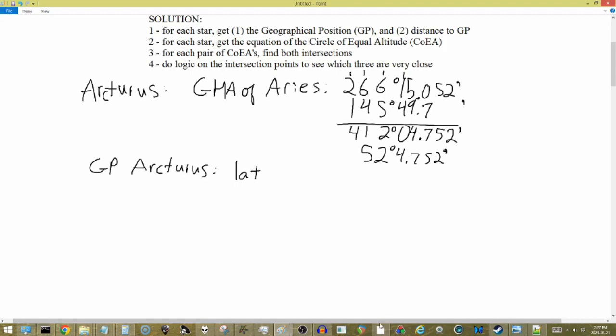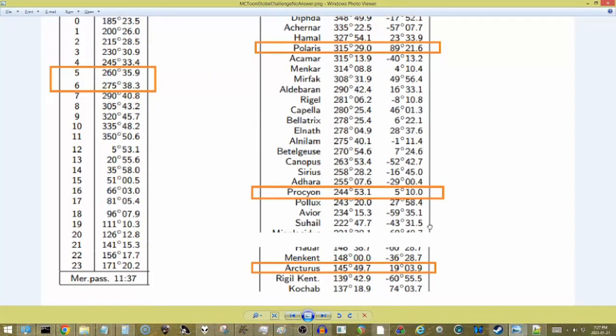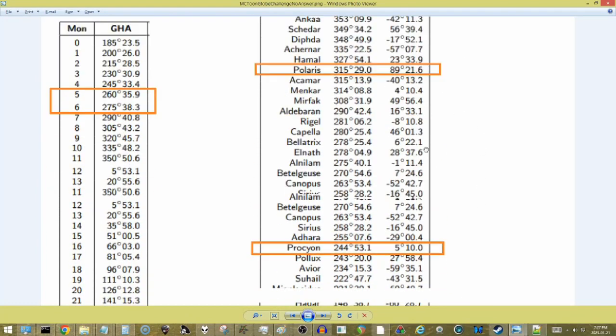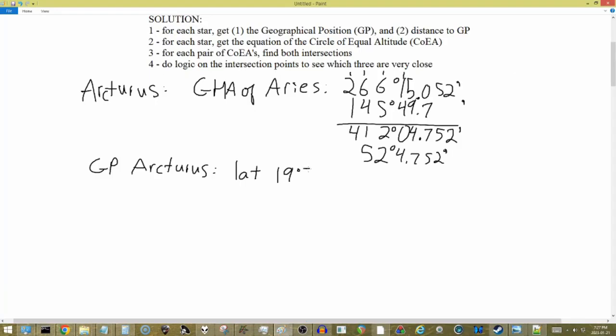Latitude is just equal to the declination. Latitude is the declination, which is, see here, declination, 19 degrees, 3.9 arc minutes. Longitude is just the negative of that: minus 52 degrees, 4.752 arc minutes. Okay, so you repeat that for the other 3 stars, get the 3 GPs, and then we'll move on to the math stuff.